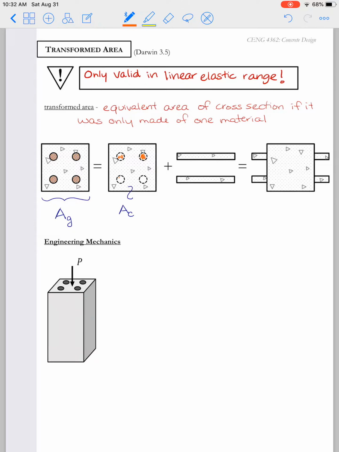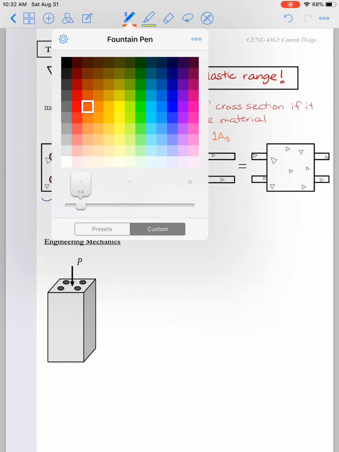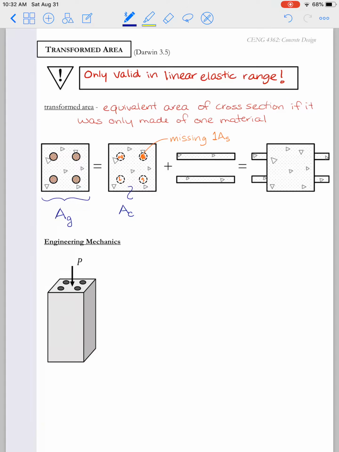Then we're going to transform the area of the steel. We're going to take these empty holes where we took the steel out, and we're going to transform that into an equivalent area of concrete that matches the stiffness of the steel. Now, steel is much stiffer than concrete, so we are going to end up with a larger area of concrete than the area of steel we initially had. We're going to represent this larger area by what we call N times A sub S. And N is going to be the modular ratio, and we're going to talk a little bit more about that here in a couple minutes.